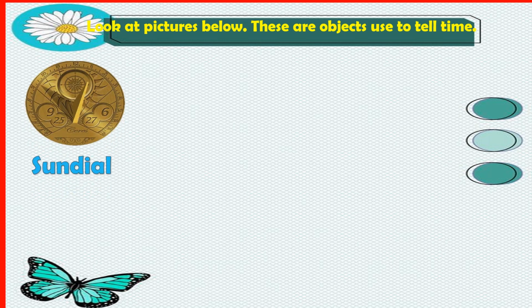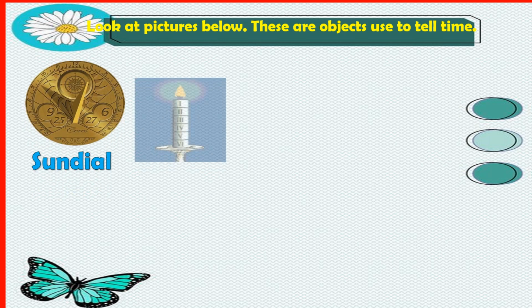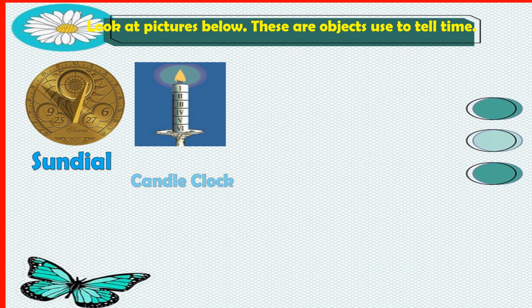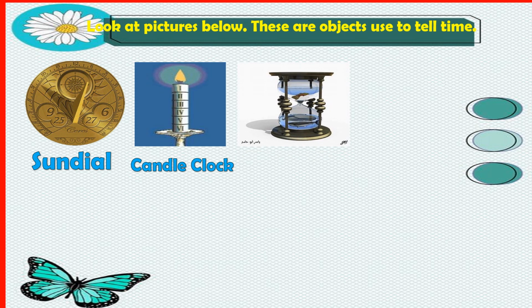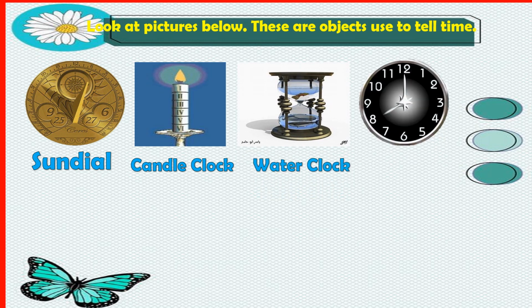Look at the pictures below. These are objects that were used to tell time. The first picture is a sundial. The second picture is a candle clock. The third picture is a water clock. And the last picture, this is what we call the gallery clock. These are the objects that were used to tell time.